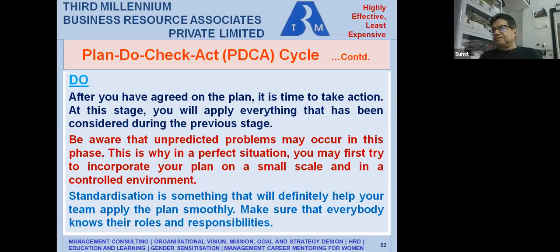You may have planned everything, but some unforeseen circumstance may still come up. So be aware that unpredicted problems may occur as you start doing something. This is why in a perfect situation, you may first try to incorporate your plan on a small scale and in a controlled environment. So sensible people, as right at the beginning of OD, what did I say? That we can call it OD only when the entire organization or a substantial part of the organization is affected by what you are trying to do. So please do not suddenly stir up your entire organization.